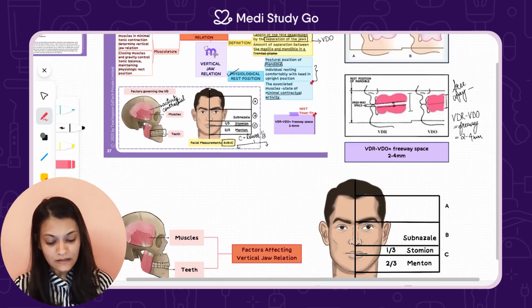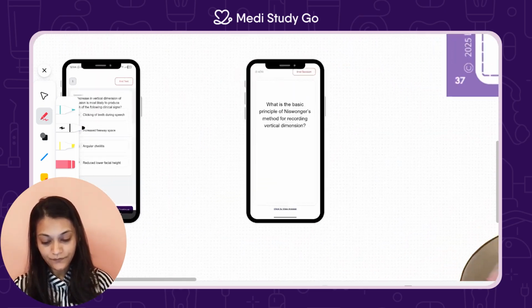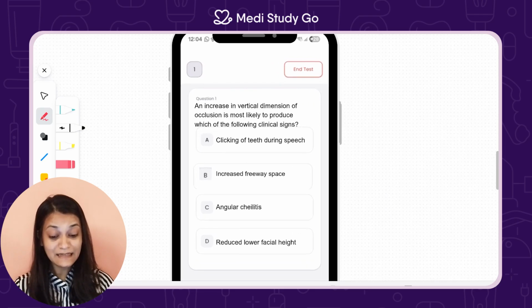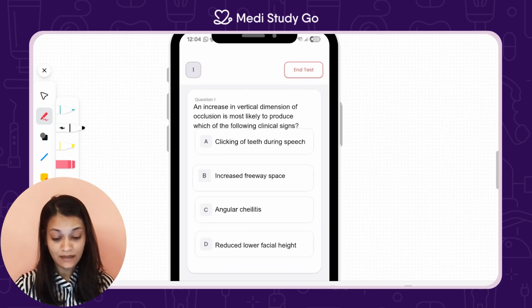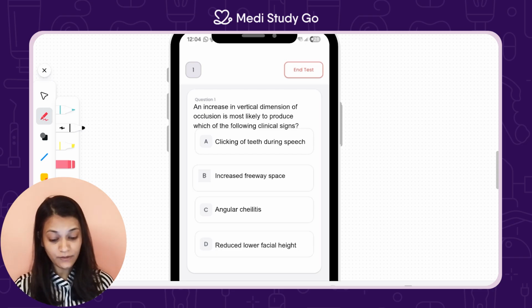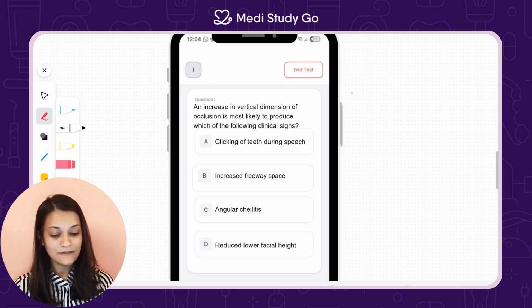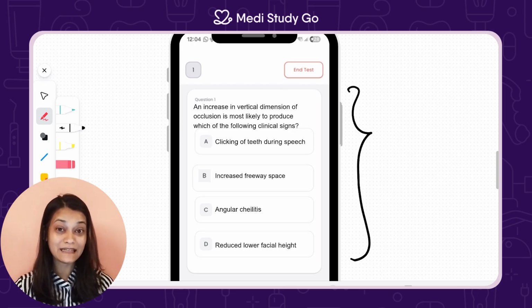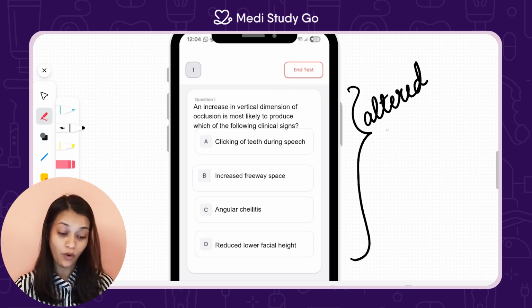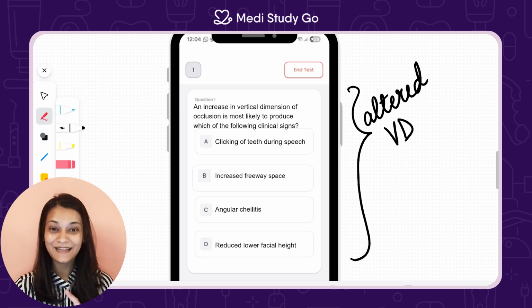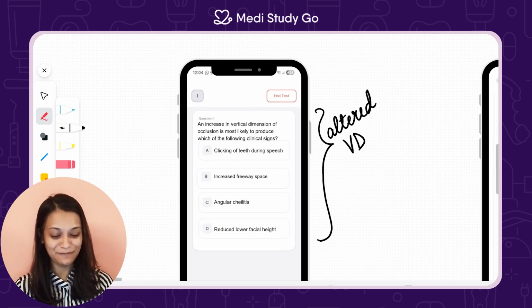Now let's look into the MCQ. An increase in vertical dimension is most likely to produce what? Clicking during speech, increased freeway space, angular cheilitis, lowered facial height. So this will be covered in the next video that says altered vertical dimension. So if you want to know the answer to this question, go watch the next video in the playlist.